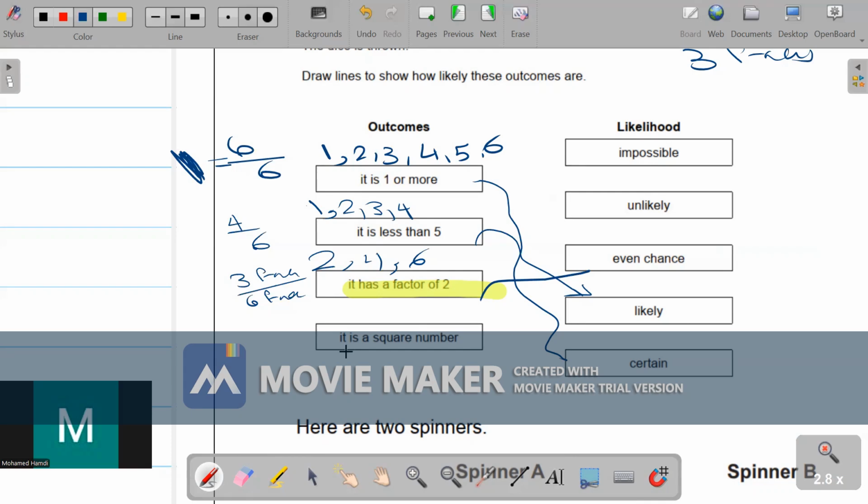What is the probability that the dice will land on a square number? The square numbers, if you multiply a number by itself, gives you a square number. We have only two square numbers on the dice, which are 1 and 4. This means that we have only two faces of square numbers, so two faces less than the half of six faces, so it will be unlikely.